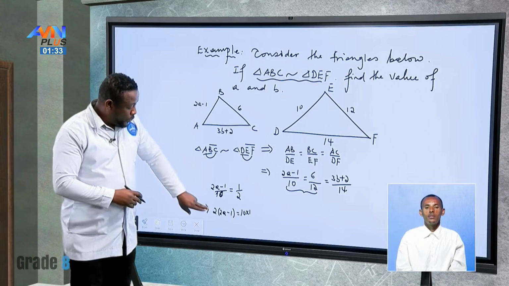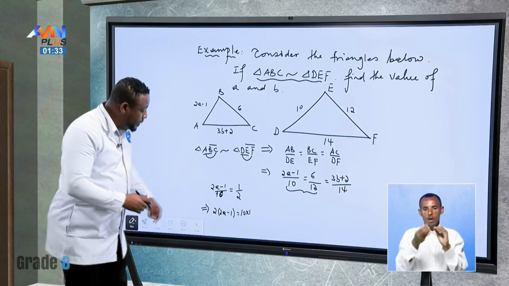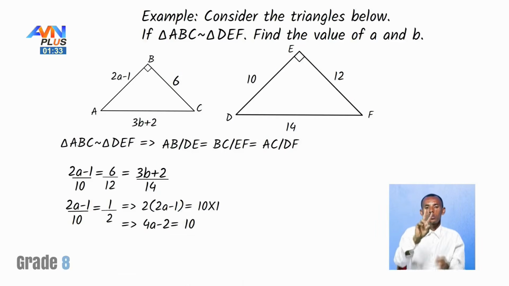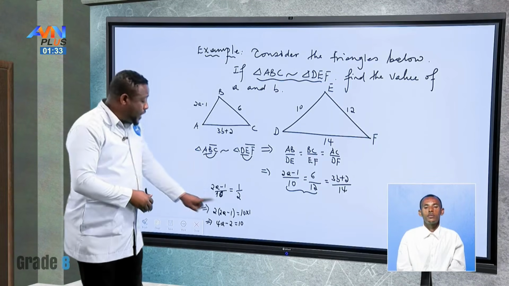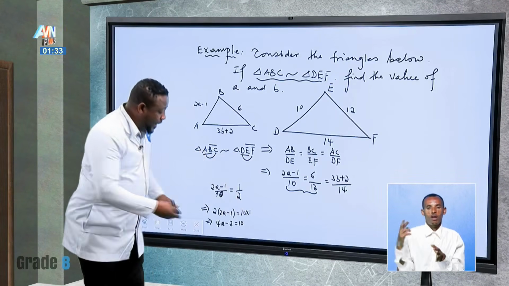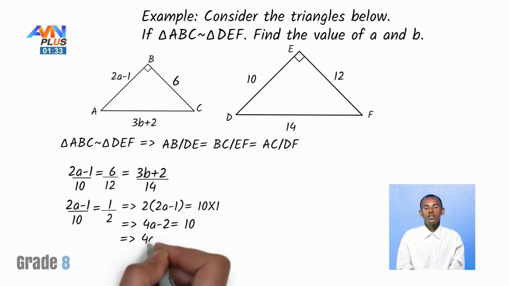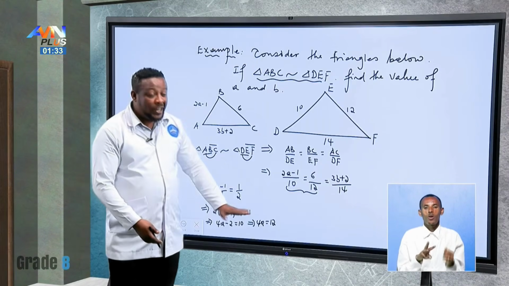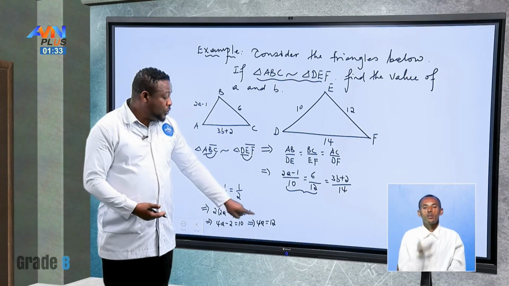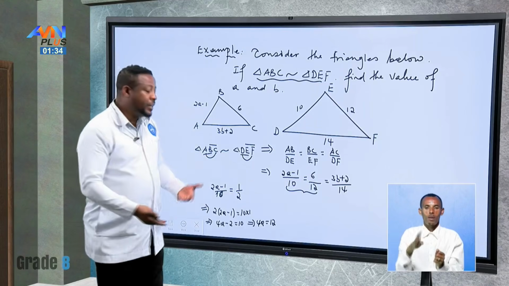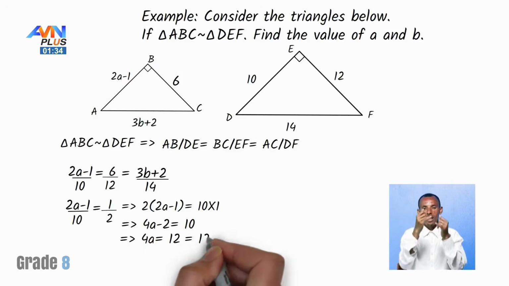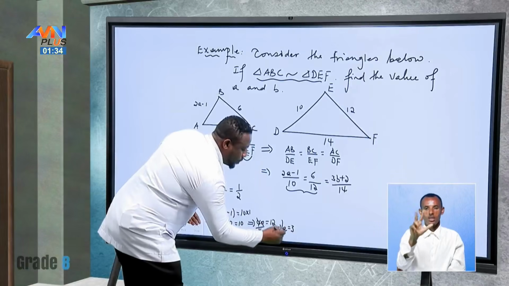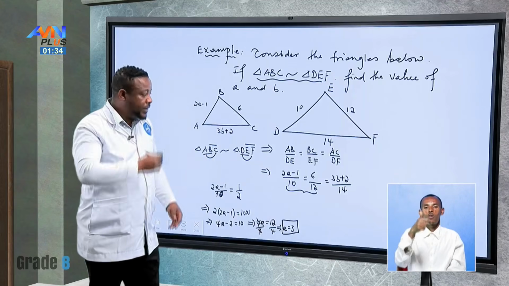Now you can distribute the number outside the bracket. Then this becomes 4A - 2 = 10. You can transform this minus 2 to the right side. Then this implies 4A = 12. Lastly, what do you do to find A? Good. You have to divide both sides by 4. So dividing both sides by 4, A becomes 12/4, which is 3. So this is the value of A.